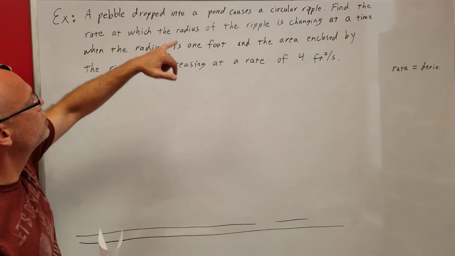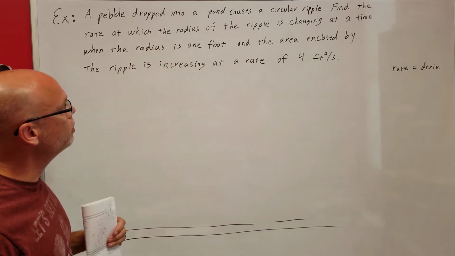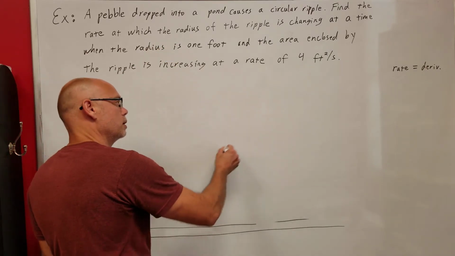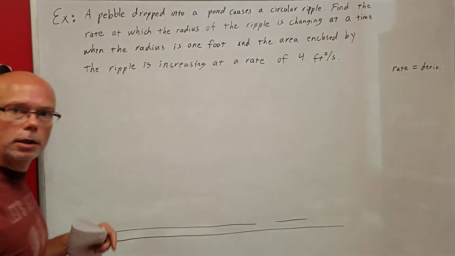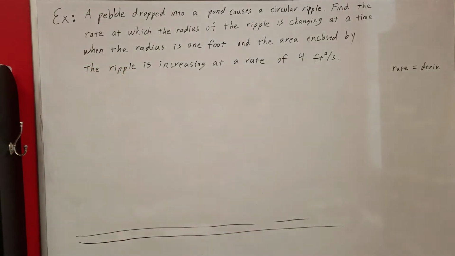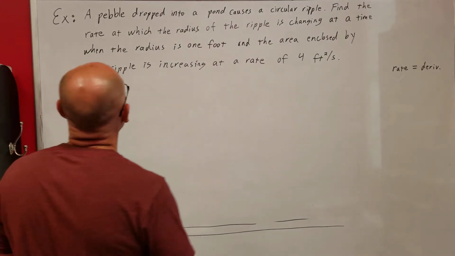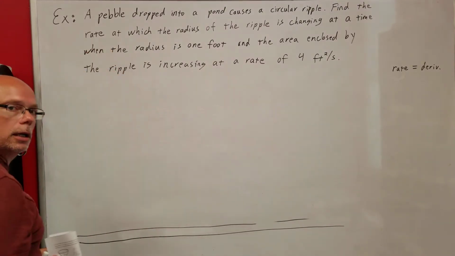A pebble dropped into a pond causes a circular ripple. All right, so what do we have? We have a circular ripple. And what happens to that ripple? It keeps getting larger and larger if we have still water. All right, find the rate. Find the rate. So I'm going to think of a derivative there.